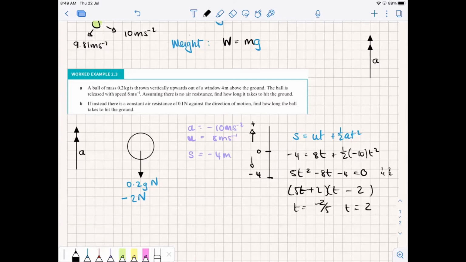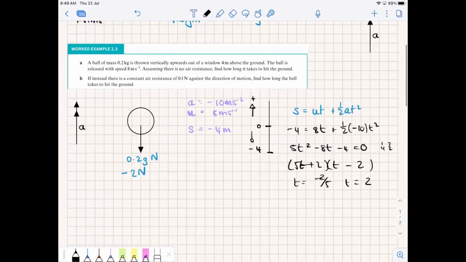So which answer is correct, Raya? Time of minus 2 over 5 or time of 2? Wouldn't it be minus? Are we talking about time? We don't care about the time in the past. Minus time is time that happened before. We know that time is usually greater than 0. So we will select time equal to 2 seconds. So 2 seconds after we throw the ball out the window, it will hit the ground. It'll go up, it'll come down.